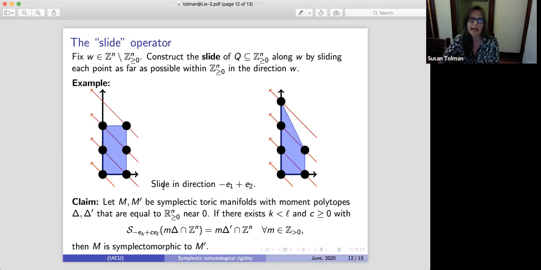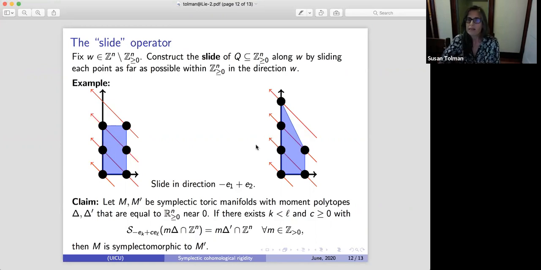So you look at this example and you're like, great, this was P1 cross P1, and this was the Hirzebruch surface sigma 2. You can see I get from one to the other by sliding, and that tells me that these two symplectic manifolds are symplectomorphic. Which is well known, but it's just a way of visualizing that symplectomorphism.